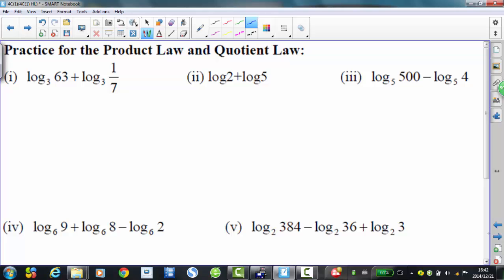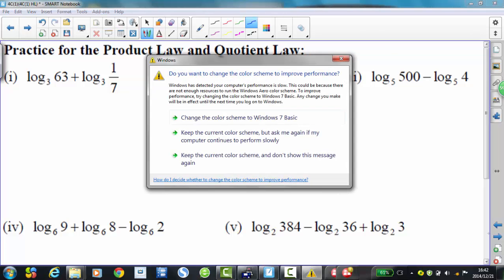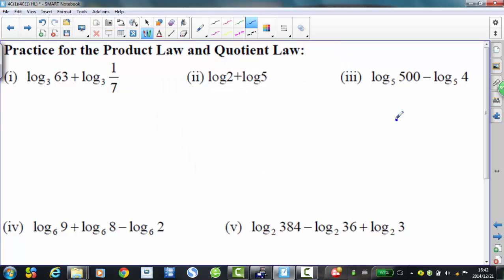So right now, we can see 5 questions in the practice for the product law and the quotient law. Especially in this part, we need to look at how we can use the product law and the quotient law from the right side to the left side. Okay, let's look at the first one. Log base 3 of 63 plus log base 3 of 1/7.